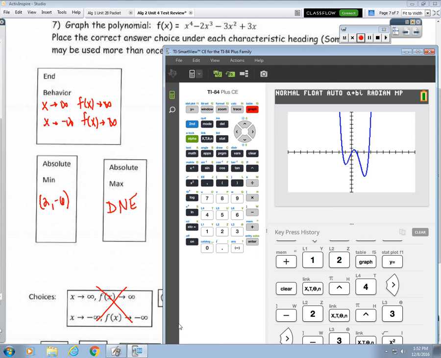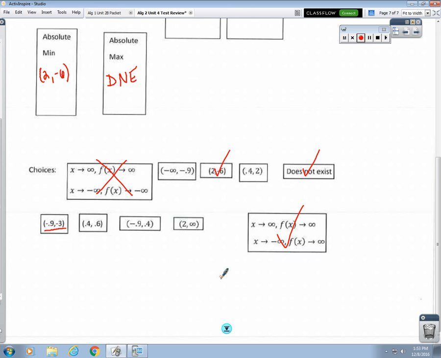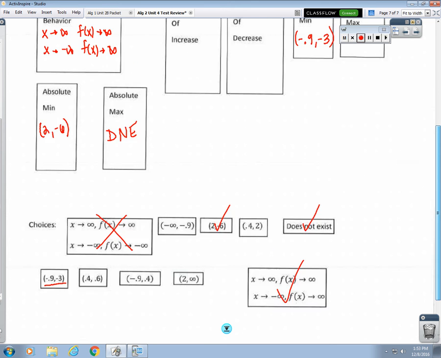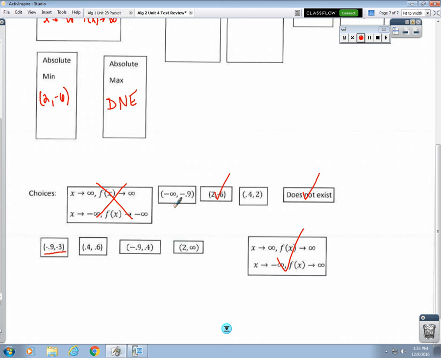Okay, does it have a relative max? Isn't the relative max that hump right there? Yeah. And where is that located? Well, let's look down at our choices that haven't been used. 0.4, 0.6. Okay, so now we've used that one.